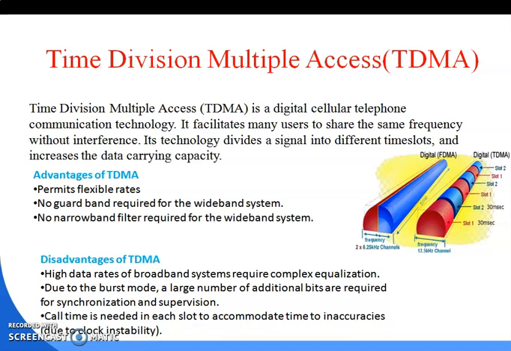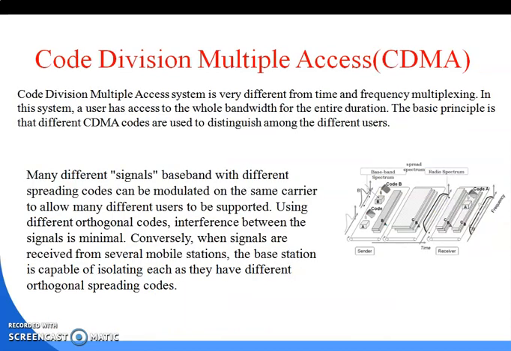Guard time is needed in each slot, because according to that slot you can allot the time period approximately. So definitely guard time is required for each slot, right? These are the disadvantages of time division multiple access. Next, come to code division multiple access.